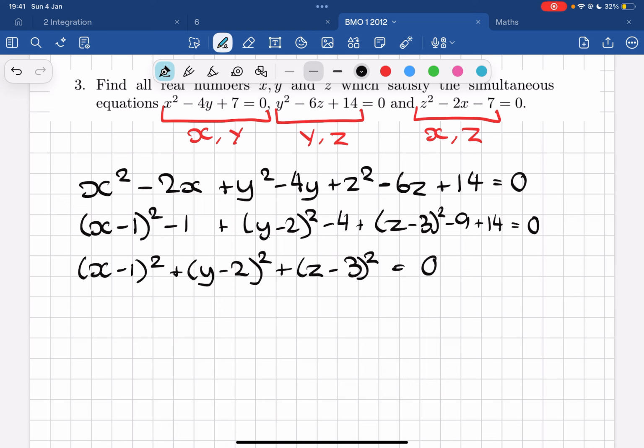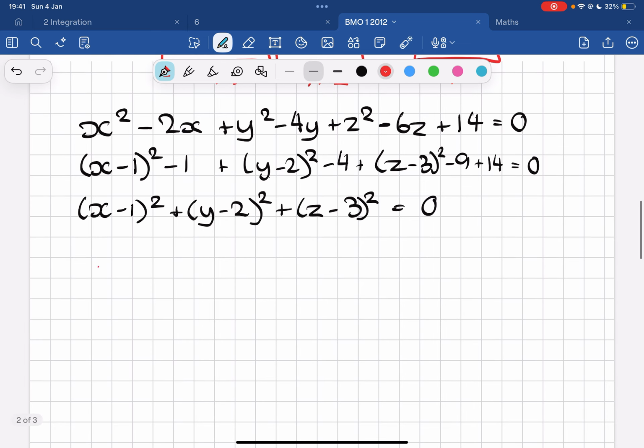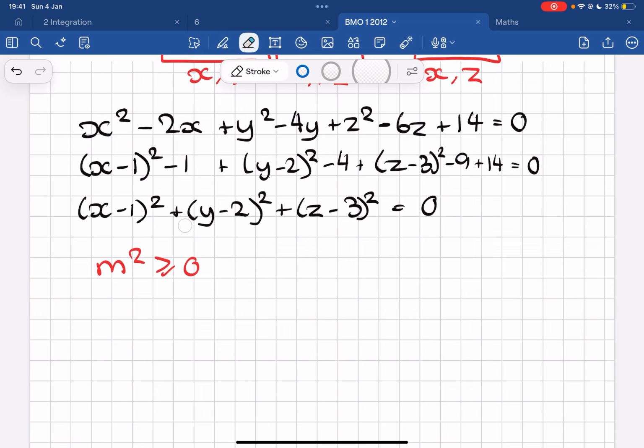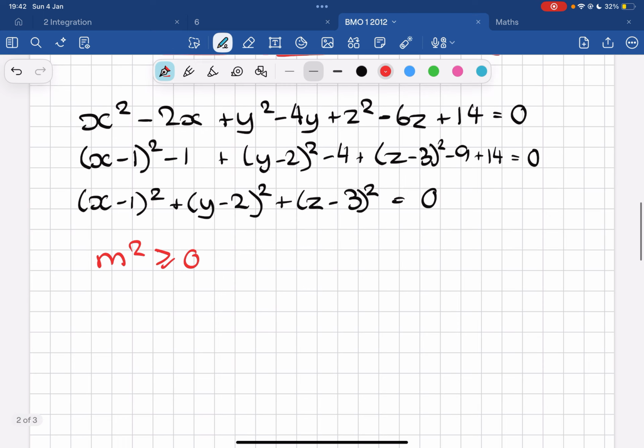Now we've got this looking a lot better. We've got x minus 1 squared plus y minus 2 squared plus z minus 3 squared equals 0. Now we know anything squared must be equal to or greater than 0. If any of these brackets were larger than 0, this equation would not hold true. For example, if we had 4 here and the rest zeros, or any other number, there is no possible way we can form a 0. Therefore, if our brackets are not greater than 0, they must be equal to 0.